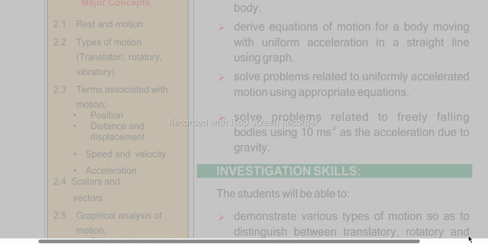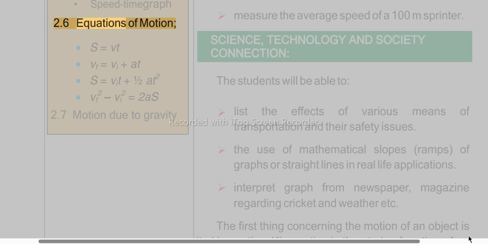Science, technology and society connection. Major concepts. 2.1 Rest and motion. 2.2 Types of motion: translatory, rotatory, vibratory. 2.3 Terms associated with motion: position, distance and displacement, speed and velocity, acceleration. 2.4 Scalars and vectors. 2.5 Graphical analysis of motion: distance-time graph, speed-time graph. 2.6 Equations of motion. 2.7 Motion due to gravity.